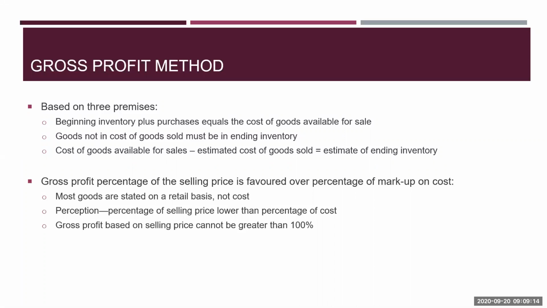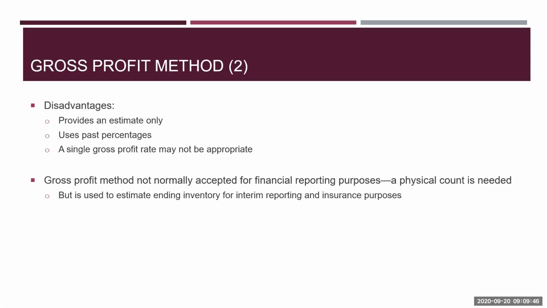The gross profit percent of the selling price is favored over the percent of the markup on cost. Most goods are stated on their retail basis, not on cost. The perception is that the percentage of selling price is lower than the percent of cost, and the gross profit is based on the selling price, so it cannot be greater than 100%. This probably makes a little more sense when we look at the actual numbers, so we will explore this further when we discuss the questions in class together.